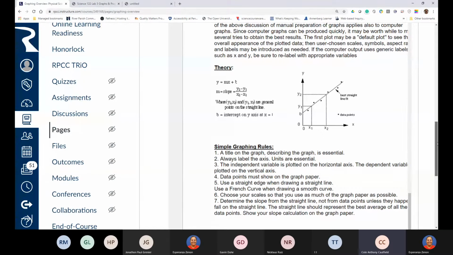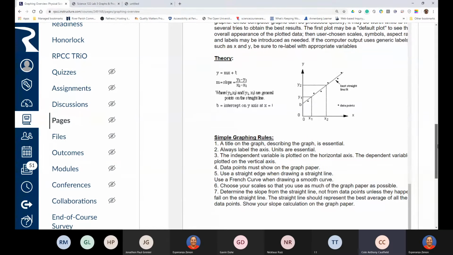Yes, ma'am. But we're only trying to find a slope if it's linear, right? Of course, you cannot find a slope of a parabola. Yes, ma'am. Thank you. Right. And so when it's linear, and most of your graphs will be, you put the slope calculation on a graph. Show me.